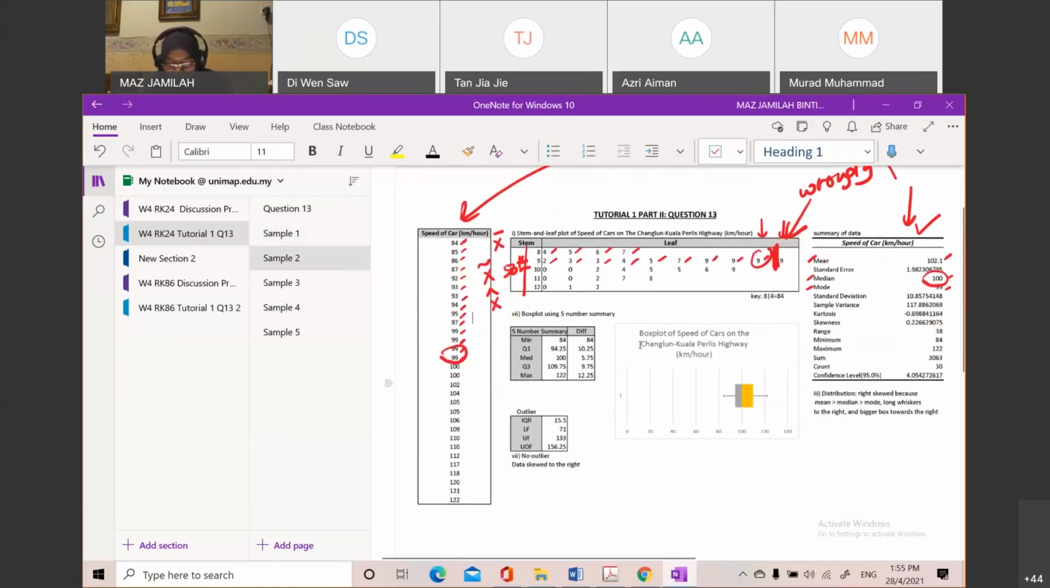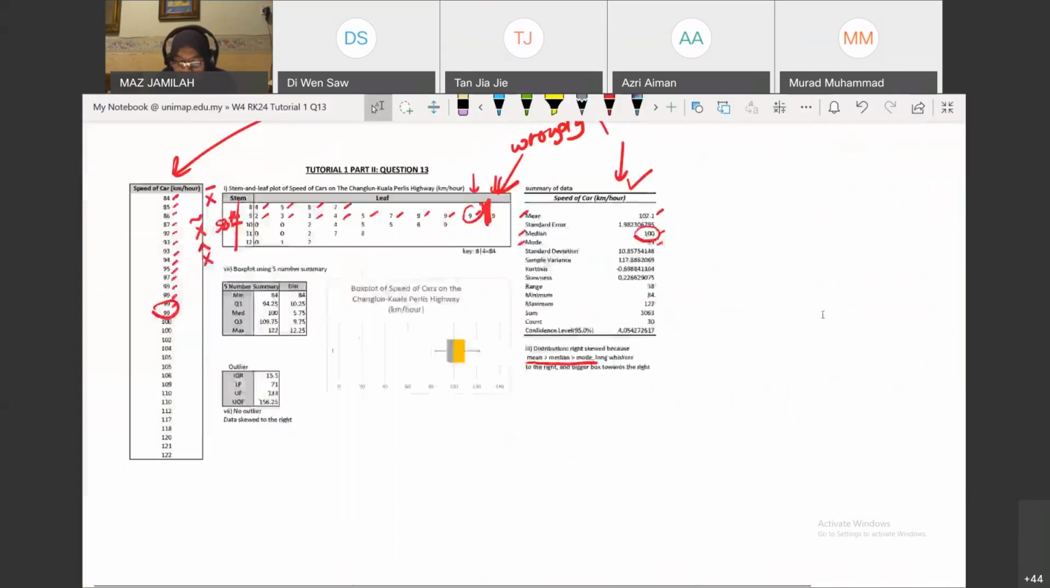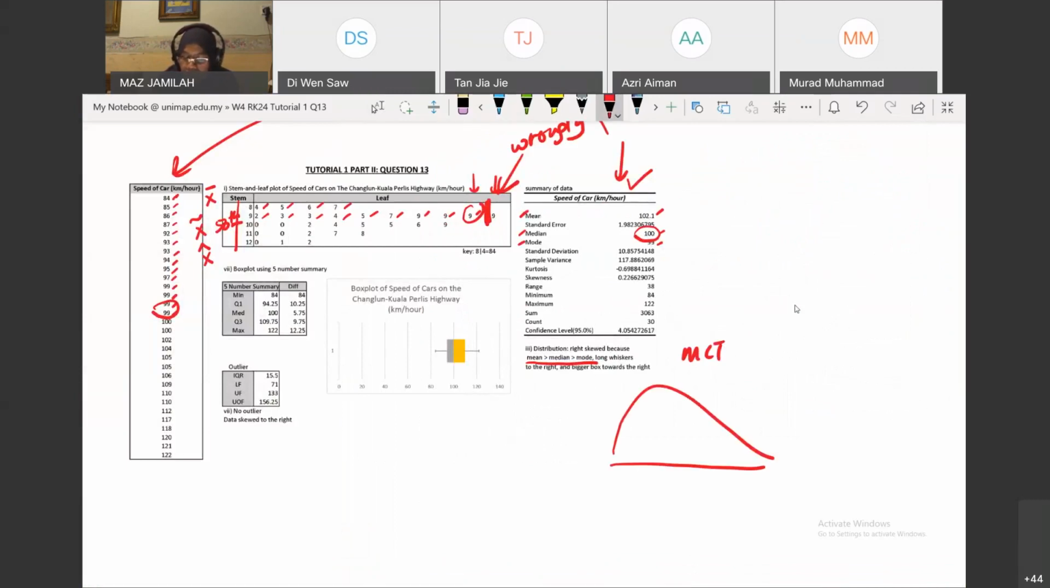For the second sample, third question, the distribution is right skewed, and this is another answer that we are looking for. Instead of using the stem and leaf plot, you can use the value of your measures of central tendency. If the distribution is skewed to the right, we know that the mean will always be at the largest value.